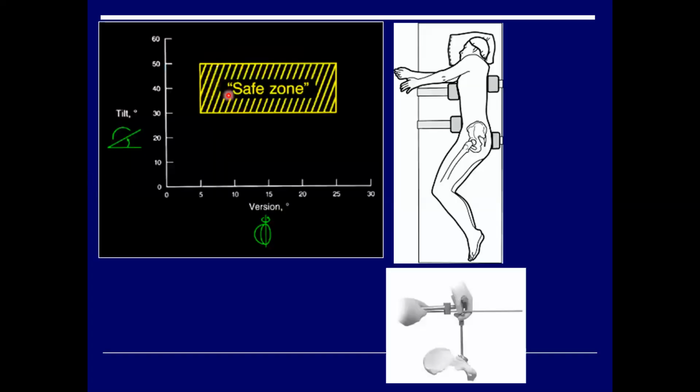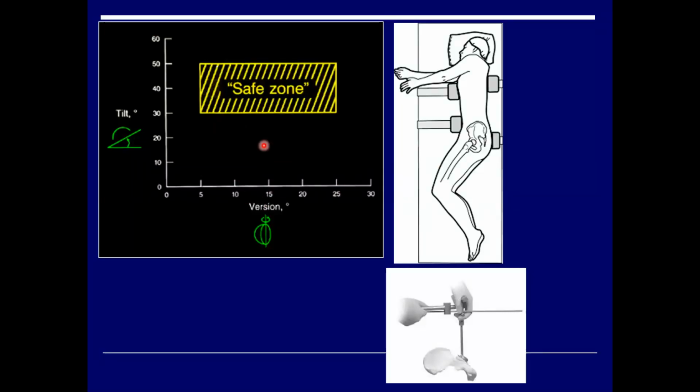And that's why we have to put the cup into the safe zone. This was described way back. This is called the Lewinnek zone. Some people may ask you for a short note on the Lewinnek zone. So the Lewinnek zone is nothing but the safe zone of the acetabulum. This was described very long back in the 1970s. So if you look at this, this is the abduction angle on this side and this is the anteversion angle on this side.